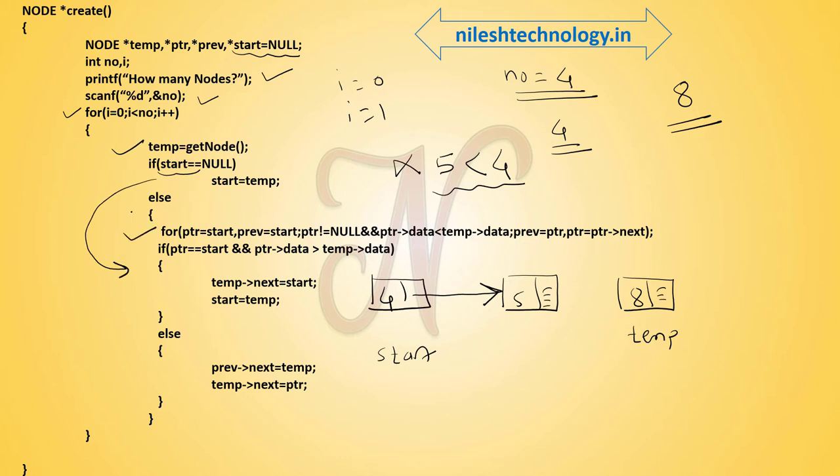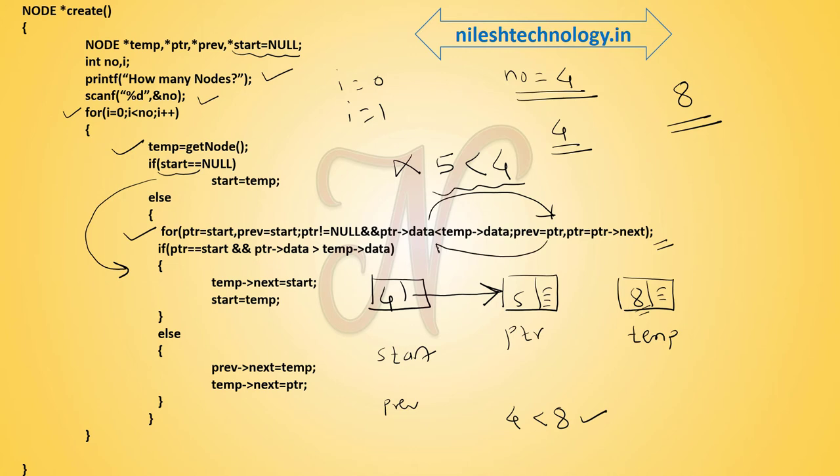So see here first is the for loop statement, ptr equal to start. So this is your ptr and prev equal to start. This is your prev. Then ptr is not equal to null, true, and ptr of data, which is 4, is less than temp of data, which is 8, true. So the for loop has a semicolon, so it is going to the incremental part. So prev equal to ptr, which is already pointing, and ptr equal to ptr of next. So ptr is going to next.